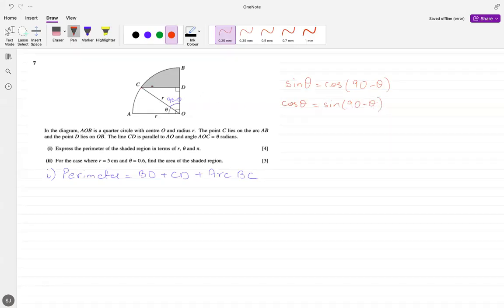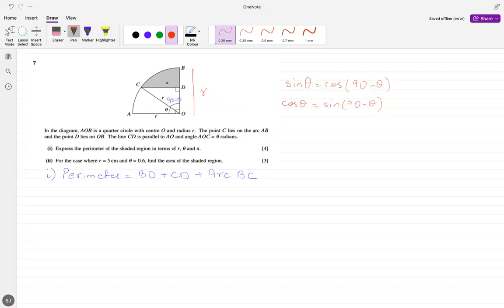So we need to first find the length of CD. To find the length of BD, we will find the length of OD. As AO is a radius, OB is also a radius. So we'll subtract the length of OD to get the length of BD. And then we'll apply the arc length formula to find the length of BC.